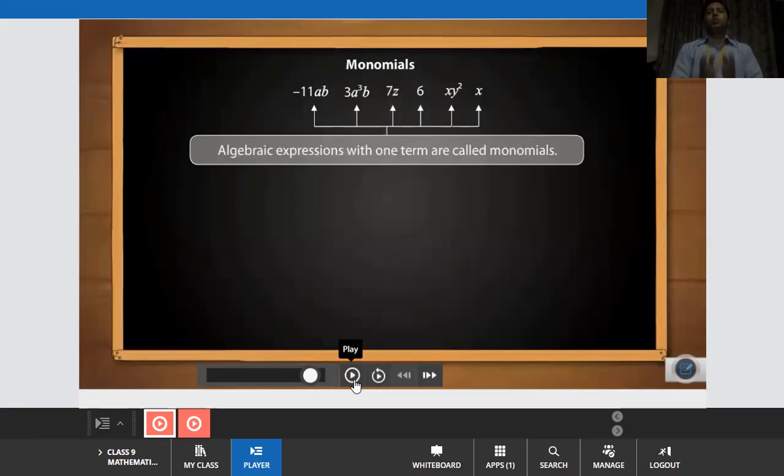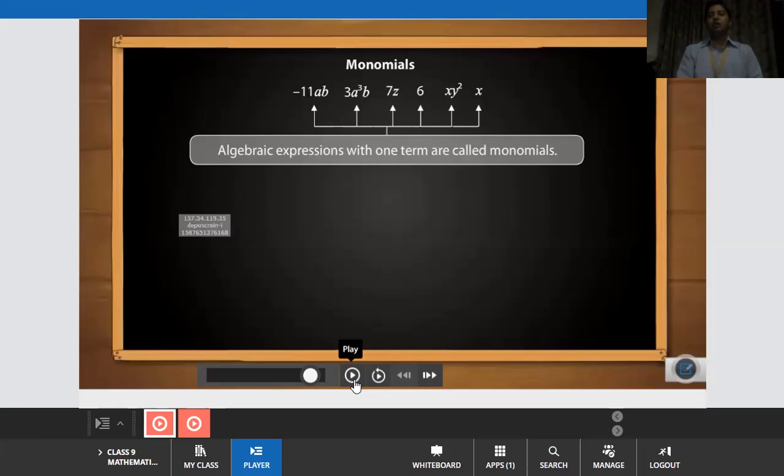So here we can see the monomials, the smallest polynomial with a single term. It could be any constant number. It could be a single variable, say x or y or z. It could be the product of variables, like xy square, or the product of a constant and a variable, or a constant and two or more variables. Say minus 11ab, where minus 11 is a constant and a and b are variables. 3a cube b, where 3 is a constant and a cube and b are variables. Or 7z, where 7 is a constant and z is a variable.